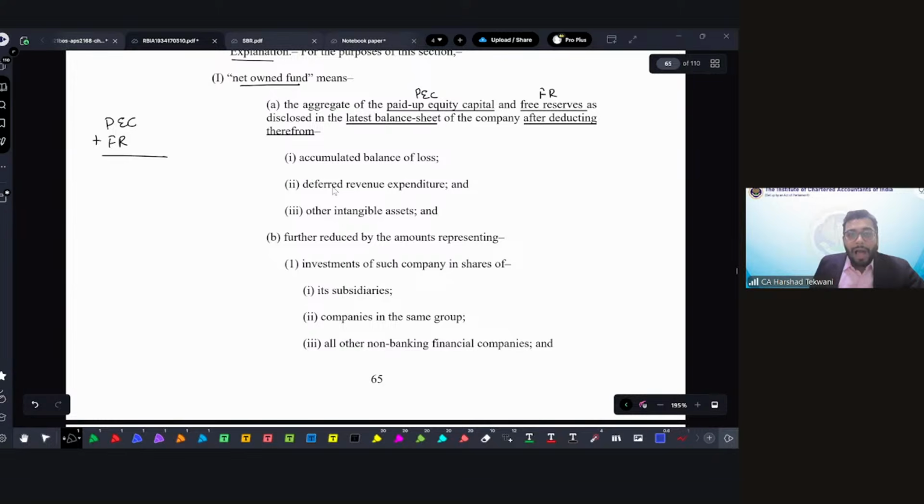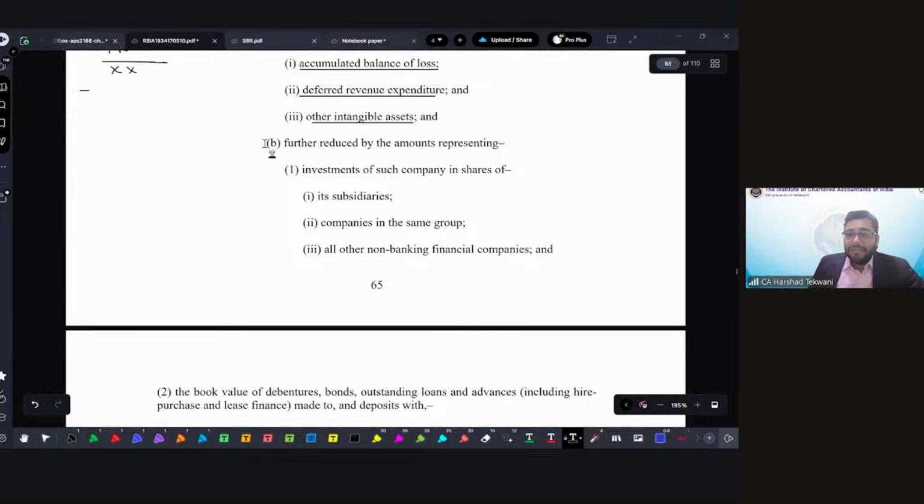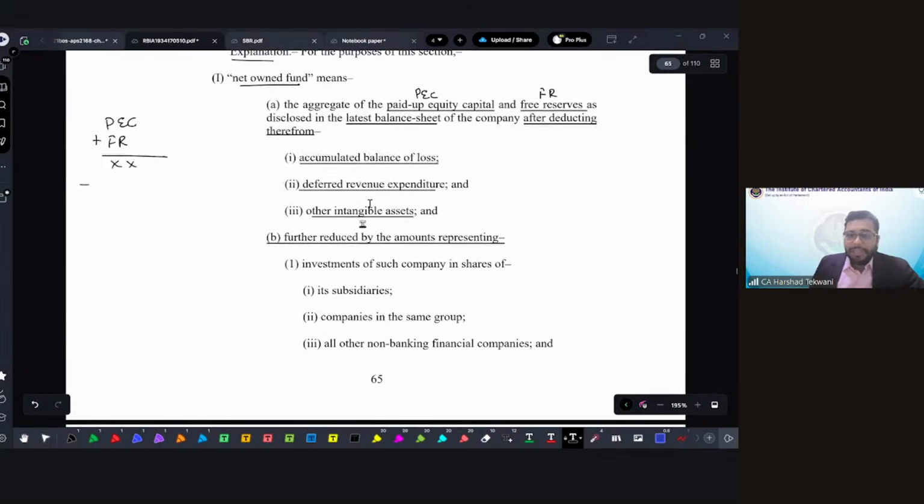Now, from whatever amount we receive, we need to deduct the following. What we need to deduct? Accumulated losses, deferred revenue expenditure, other intangible assets. This is further reduced, and I will come to that, but this is accumulated losses, deferred revenue expenditure, and other intangibles.